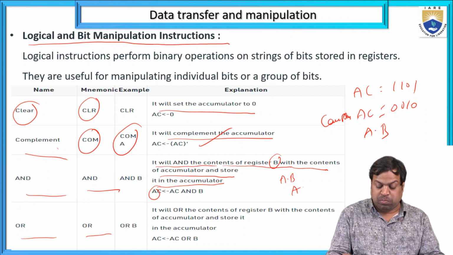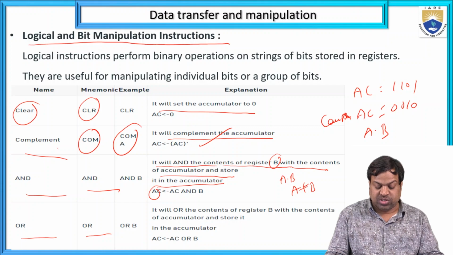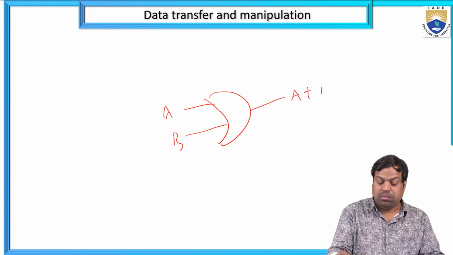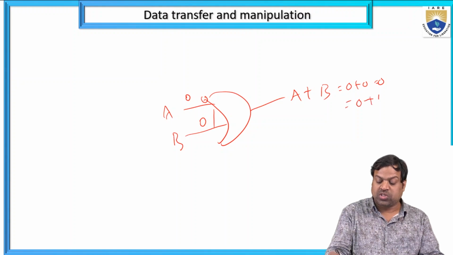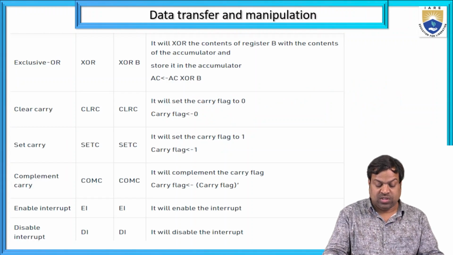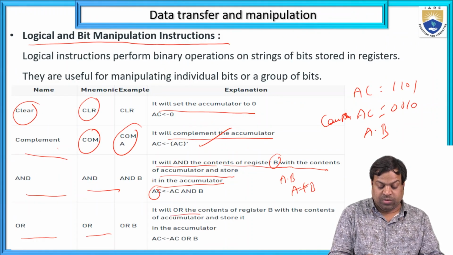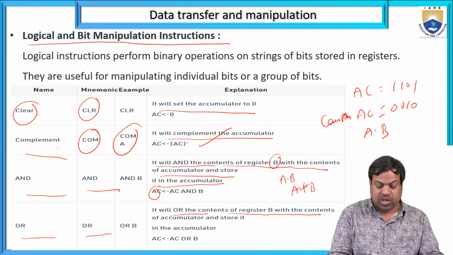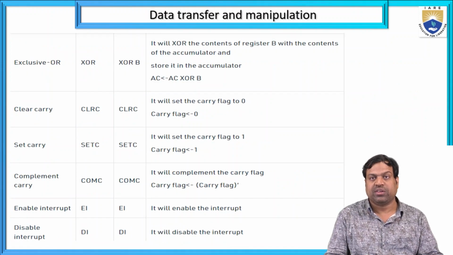So OR means A plus B. OR means addition. A, B, A plus B. 0, 0: what is the value of 0 plus 0? 0. 0, 1: that means 0 plus 1? 1. 1, 0: 1 plus 0? 1. Like this. So it is an OR. It will OR the content of register B with the contents of the accumulator and store it in the accumulator. So the resultant value of the addition is stored in the accumulator, the final accumulator.